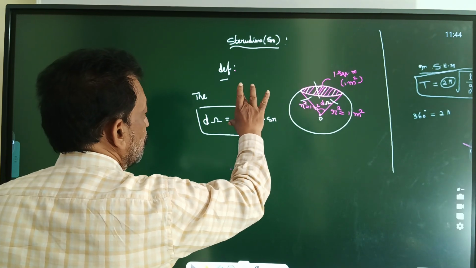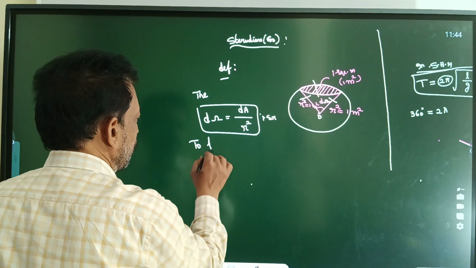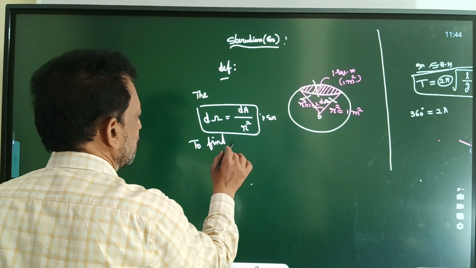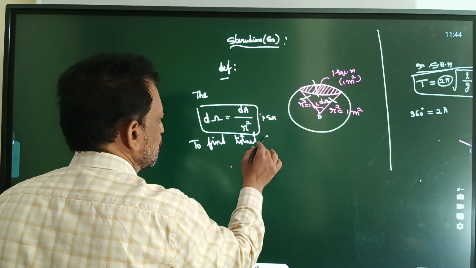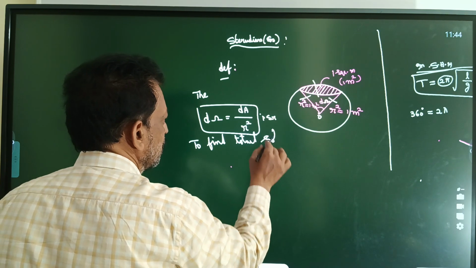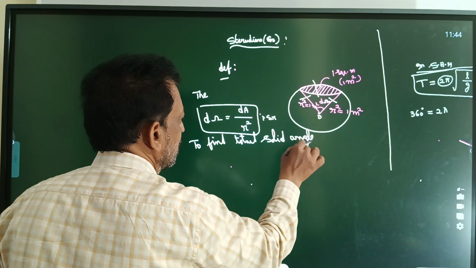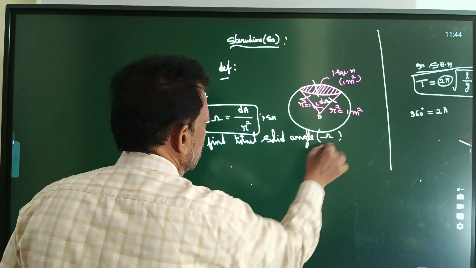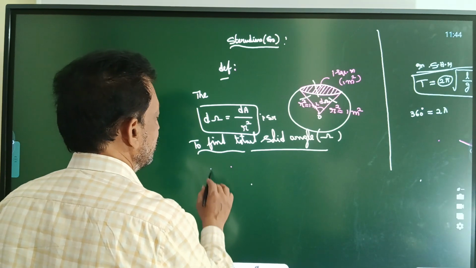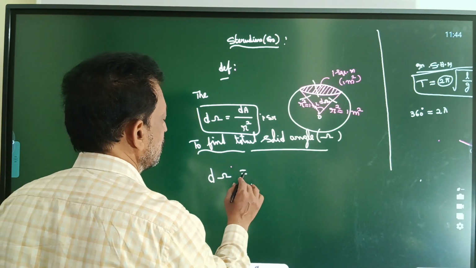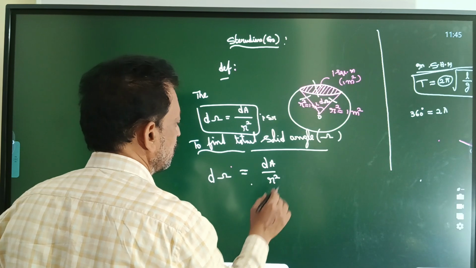Okay, sir. To find this total solid angle. Solid angle, we call omega. So d omega is equal to small area by r square.